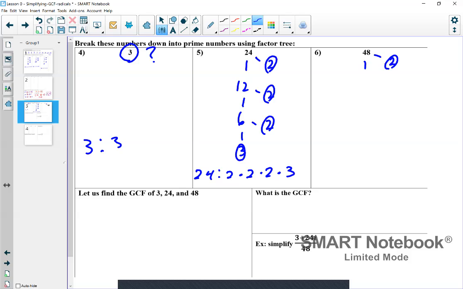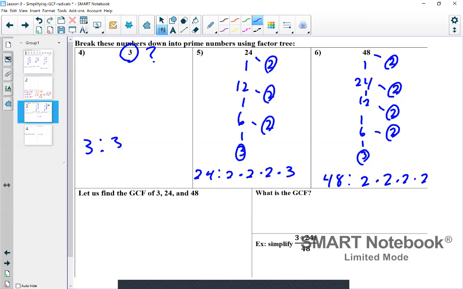So 48 divided by 2 is 24. And then since we have 24, we should see this exact same pattern. So 24 divided by 2 is 12. 12 divided by 2 is 6. And 6 divided by 2 is 3. So the primes that make up 48 are 2 times 2 times 2 times 2 times 3. A lot of 2's going on here.